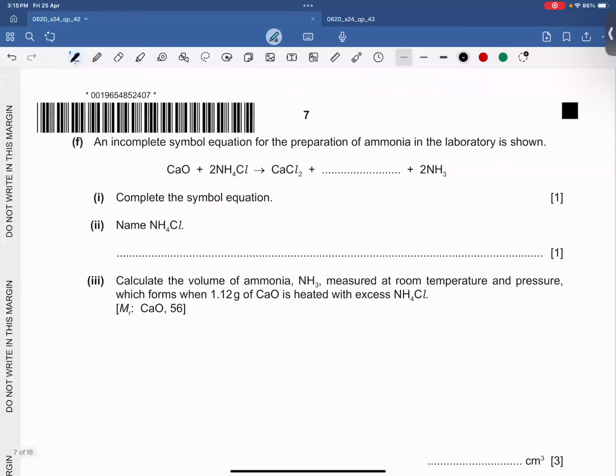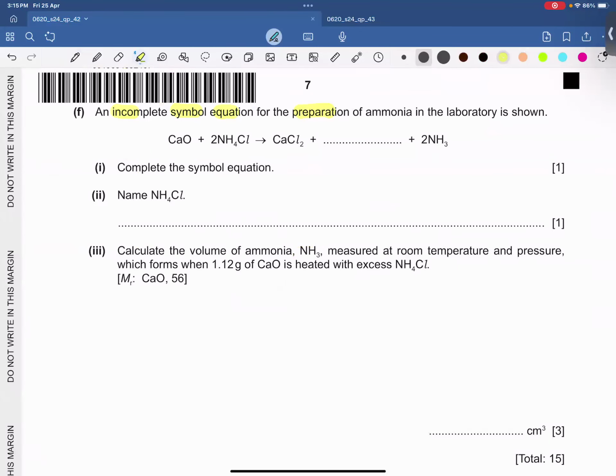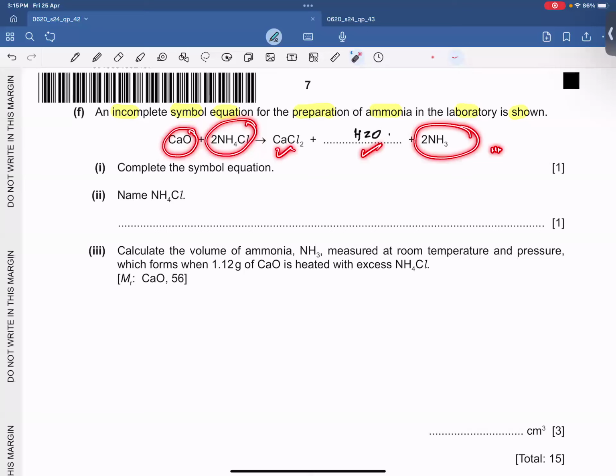Next, an incomplete symbol equation for the preparation of ammonia in the laboratory as shown. When any ammonium salt reacts with any base, then always ammonia gas is formed. Salt and water are formed. This is going to be the water. That's what we have done in the class. When any ammonium salt reacts with any base, then always salt, water and ammonia gas are given out. Okay, name this compound. That's easy. Ammonium chloride.